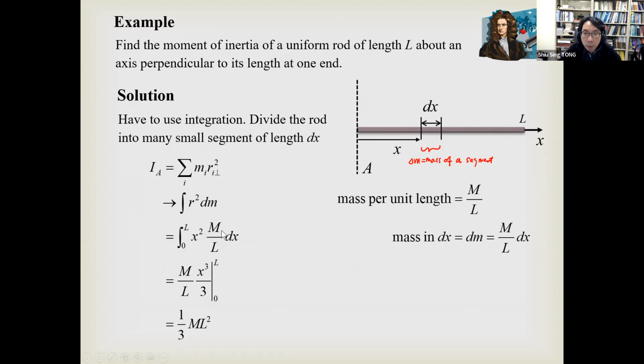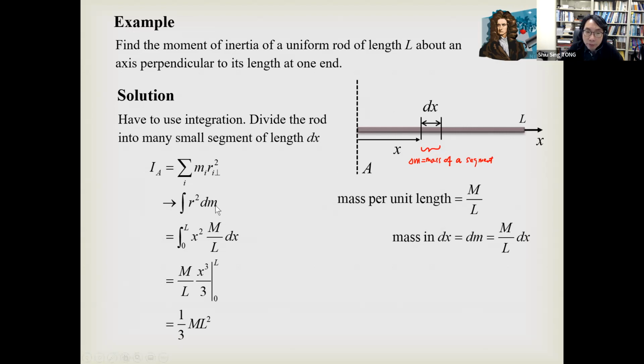Now, how do we evaluate this integral? We know that the total mass of the rod is capital M. And when I divide it by the length of the rod, I get the density, the mass per unit length, right? So M over L is the mass per unit length. So what is the mass of the segment of length dx? Well, that is simple. I simply multiply the length of the segment by the length density to get the mass dm. So dm is equal to the mass per unit length multiplied by the length of that small segment. Okay.